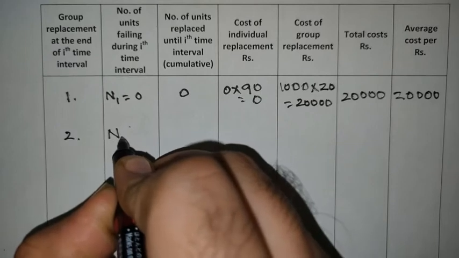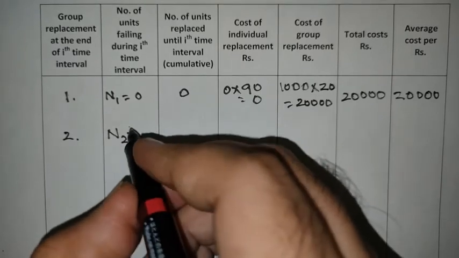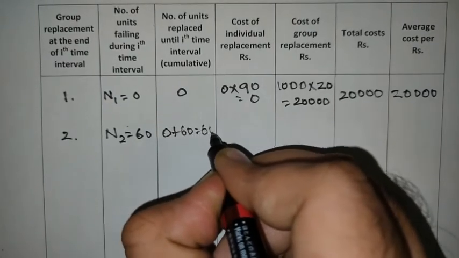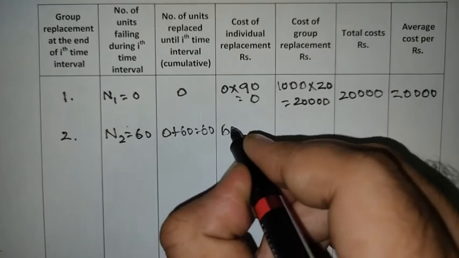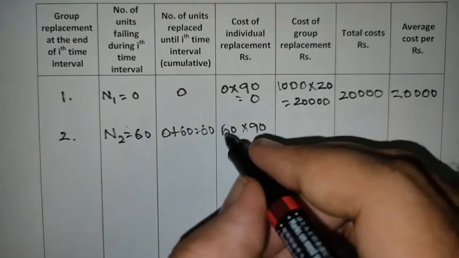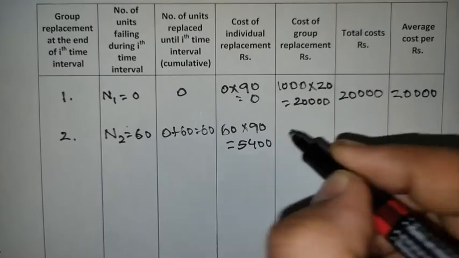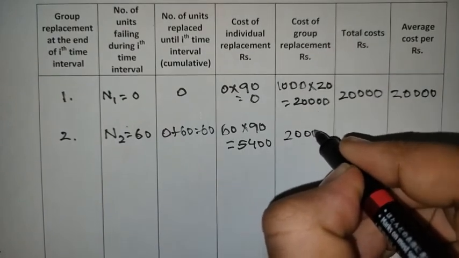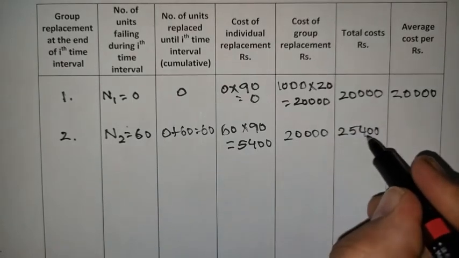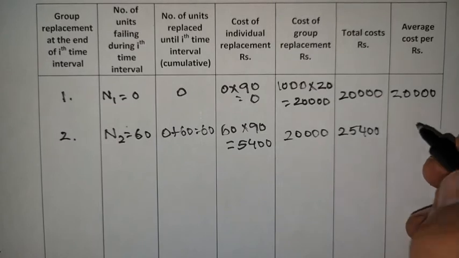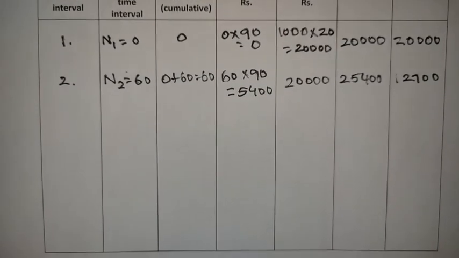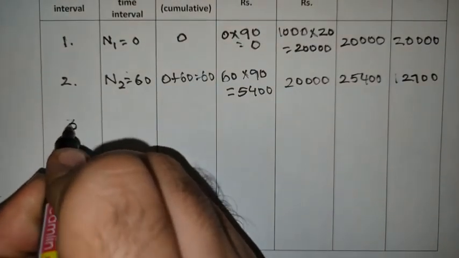Next, let us calculate for the second time interval. In the second time interval, n2, how many are failing? 60. Up to the second time interval, 0 plus 60 equals 60. Individual replacement is 60 into 90, which equals 5,400. Group replacement is 20,000, which is fixed, and the total cost is 25,400. Average cost is 25,400 by 2, so we get 12,700.